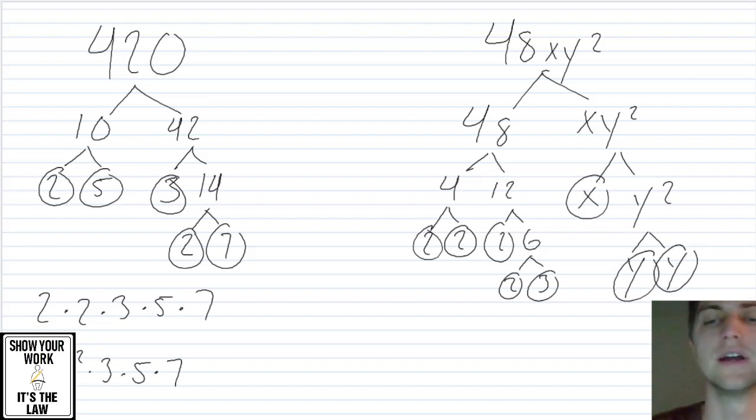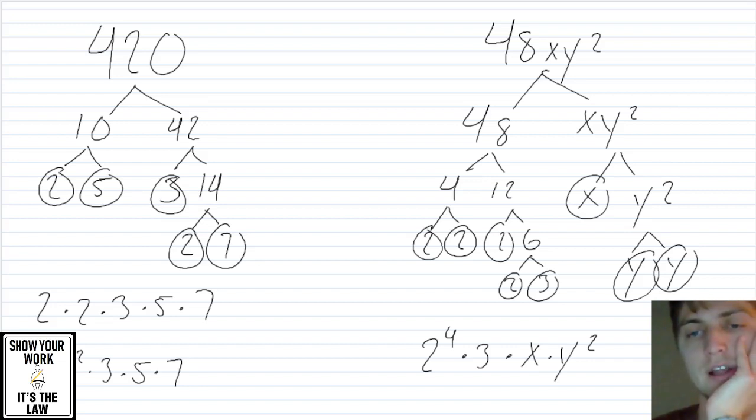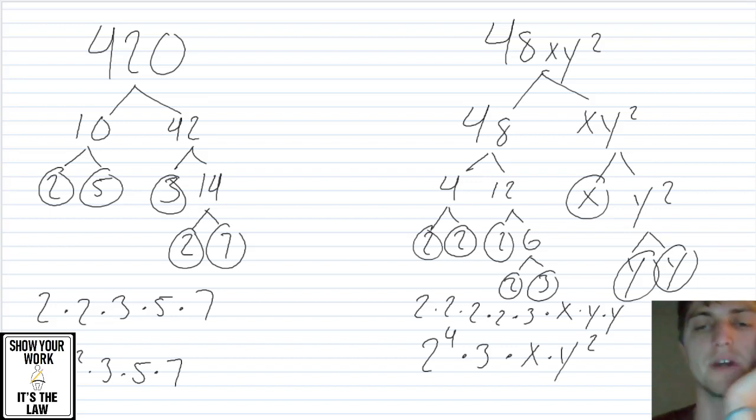All right, so once we wrap it all up, the factorization would be 2 to the power of 4 times 3 times x times y squared. Okay, and if we wanted to find the greatest common factor between the two, well, let me go back a step. I skipped a step over here. This is the same as 2 times 2 times 2 times 2 times 3 times x times y times y. Don't skip that step. I shouldn't have.